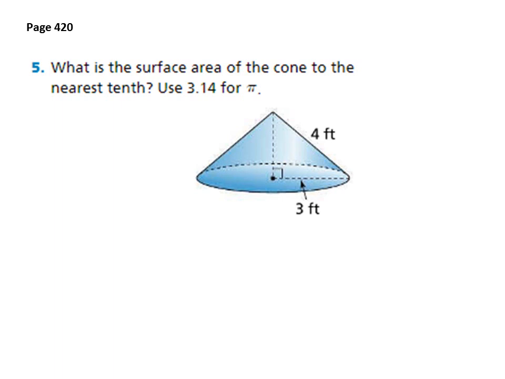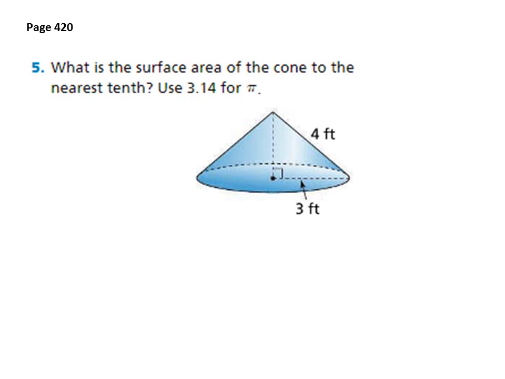Page 420, question 5. What is the surface area of the cone to the nearest tenth? Use 3.14 for pi. Of course, here we have r, the radius length, it's 3 feet, and we have the slant height, it's 4 feet. So you can stop the video and do it yourself and come back again when you're finished. Okay, have you finished? Yes. Check your answer with me.